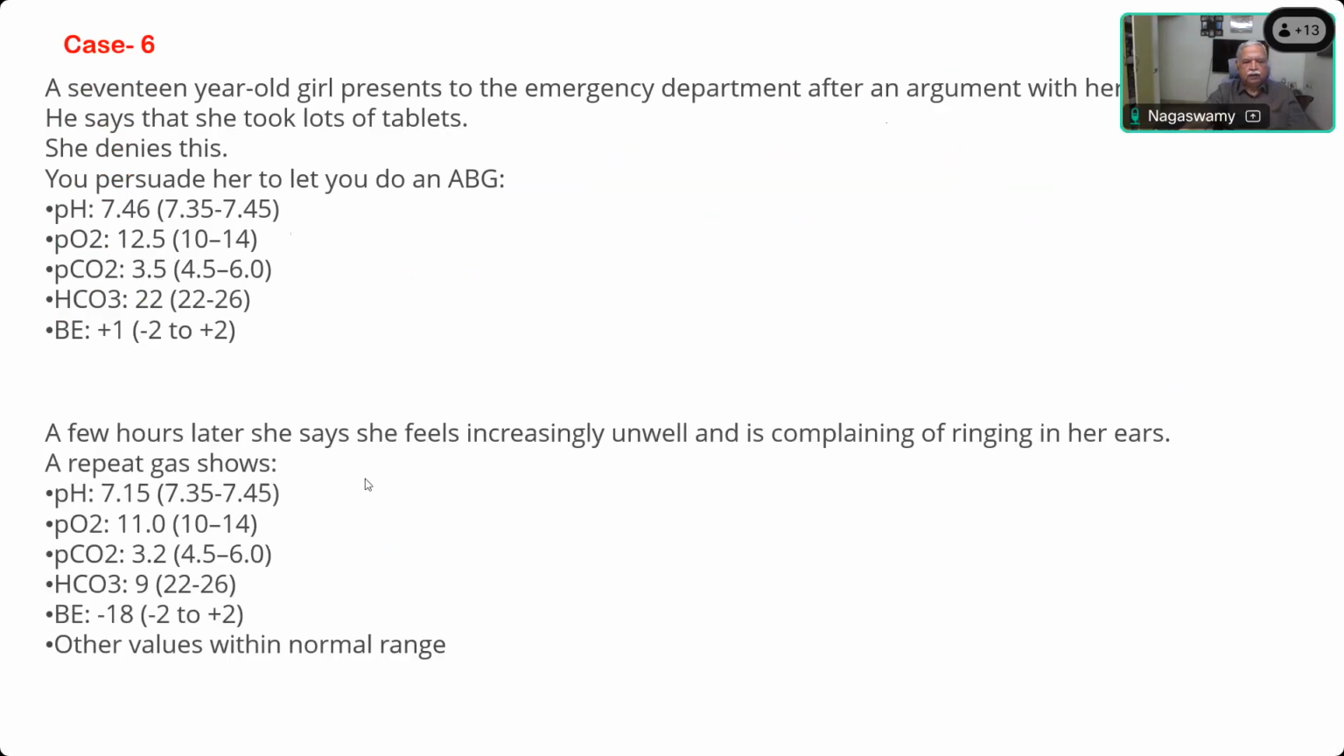A few hours later, she says she feels increasingly unwell and is complaining of ringing in the ears. When the ABG is repeated, it has become severely acidotic. PCO2 remains slightly decreased. Bicarb has grossly decreased. There is a very severe negative base deficit.